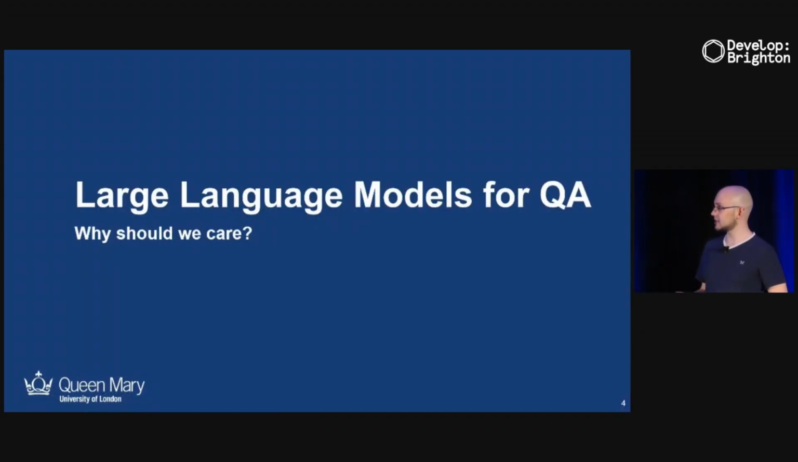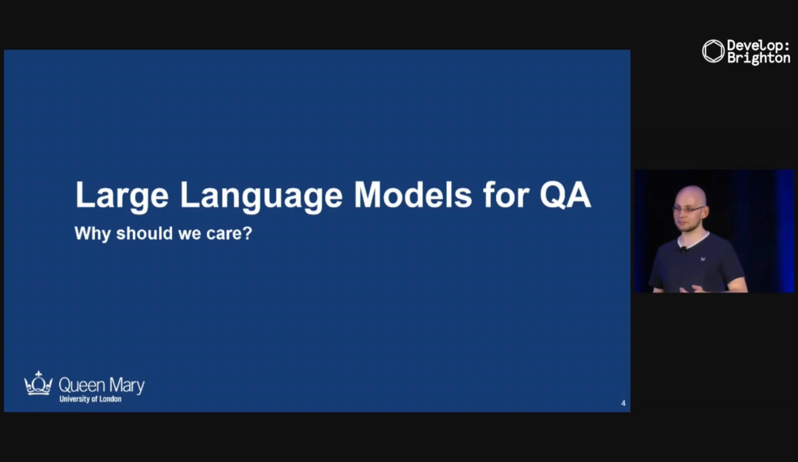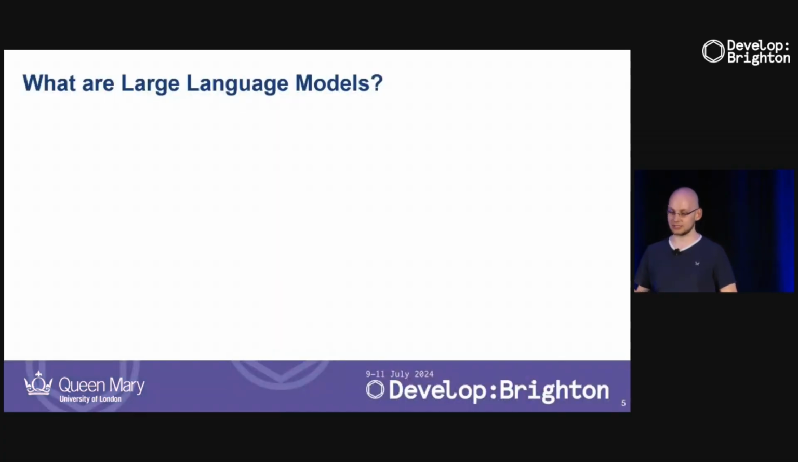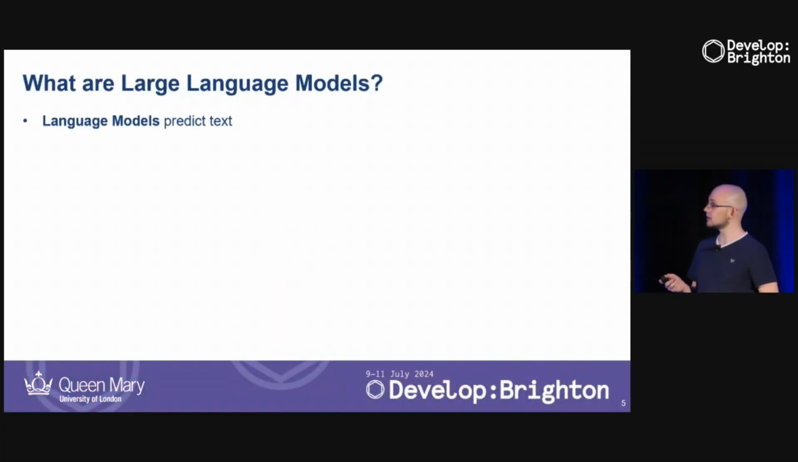So let's look at large language model agents for quality assurance and why should we care. And before we discuss that, maybe let's discuss quickly what are large language model agents or large language models. It's quite simple. We have language models, which simply are machine learning models that predict text, meaning we give them as input some piece of text, and their goal is to just predict what is the most likely way to continue the piece of text we've just given to the language model.